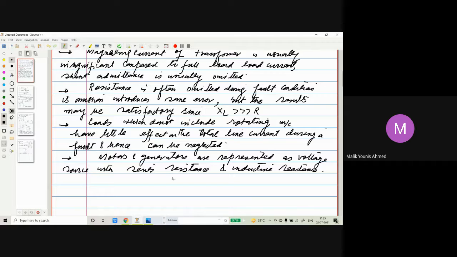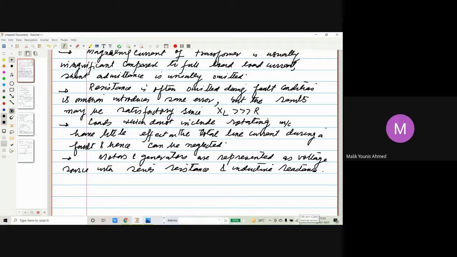So next, motors and generators, when we are drawing the impedance diagram, will be represented as a voltage source with series resistance and inductance. After the impedance diagram, we are going to draw the reactance diagram. In the reactance diagram, we are going to neglect the resistance also. For the time being, since we are talking about the impedance diagram, it includes resistance and inductive reactance, so that has to be included here. So motors and generators, when drawing the impedance diagram from a single line diagram, will be represented by a voltage source in series with a resistance and an inductive reactance.